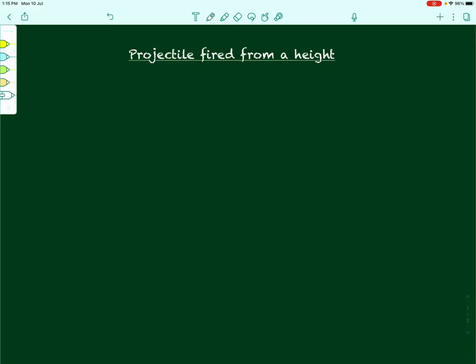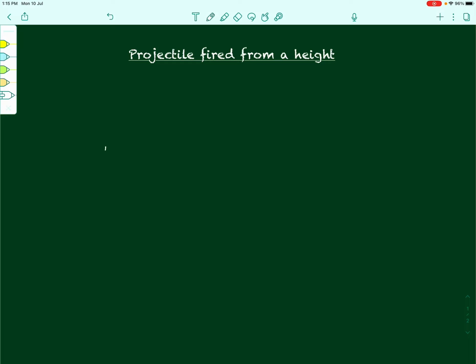Now we shall discuss the next type of projectile, which is a projectile that is fired from a height. Till now we have discussed a normal projectile which is fired from the ground and comes back to the ground, or a projectile which is fired from a height but with a horizontal initial velocity. It was fired horizontally, right, initially. This time we are taking a more general scenario.